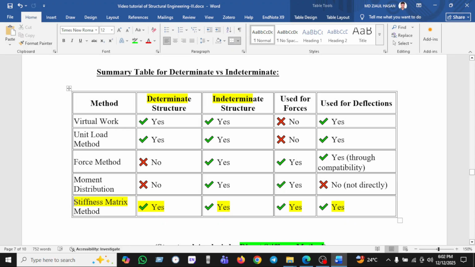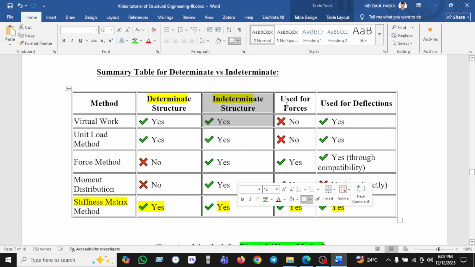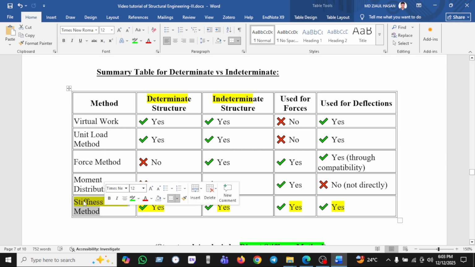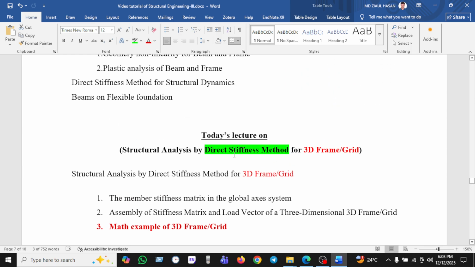And the last one is the stiffness matrix method. This method we can use for determinate and indeterminate structures, and we can find out the forces of any member, and we can also find out the deflection. So that's why today we will use the stiffness matrix method, the direct stiffness matrix method.